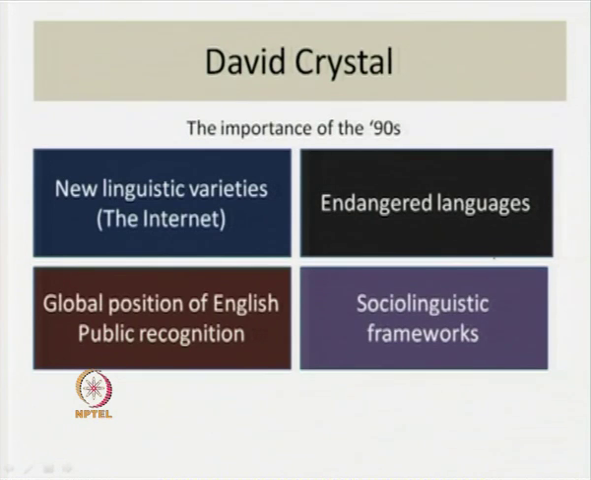Well, I had referred to David Crystal a while ago, and I said that he is one of the most important scholars as far as some aspects of the study of the English language are concerned. In his book about English as a global language, he talks about the importance of a particular decade. The 90s, according to David Crystal, are very important as far as the global reach of English is concerned. He asks why the 1990s are so important for the globalization of English, and he points to, among other things, four factors.